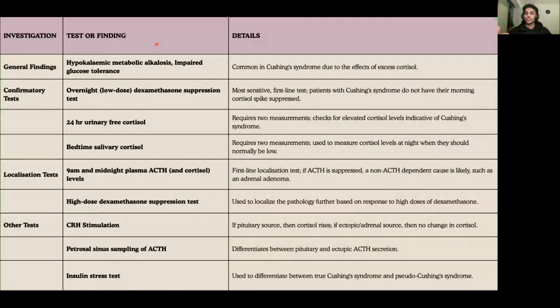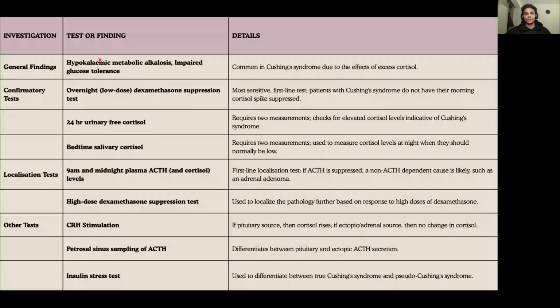There's a few other tests that we do. Again, I don't want to get too much into the nitty-gritty of things. On the gas, what you see is hypokalemic alkalosis. You have the dexamethasone tests, there's two of them, and you will also check the urinary free cortisol to make sure that your body is actually producing excess cortisol.